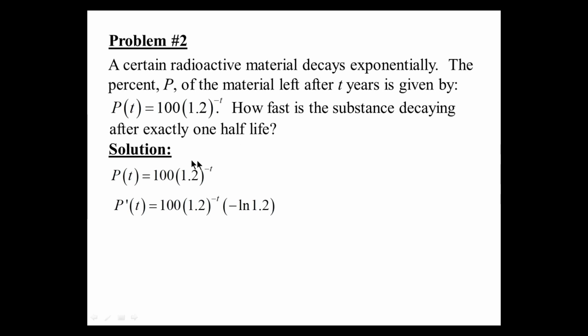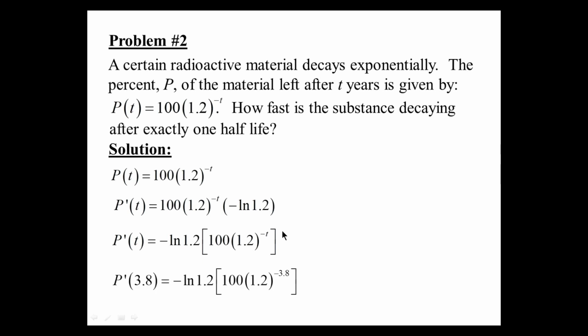Priming. Well, to differentiate something like this, you copy it, and then you take the ln of the base, and the base is 1.2, so it's ln 1.2. Don't forget to multiply by the derivative of the exponent, which is negative 1. I tidied it up a bit here, so I put the negative ln 1.2 out front, and still multiplied by 100 times 1.2 to the negative t. Then I plugged in 3.8.